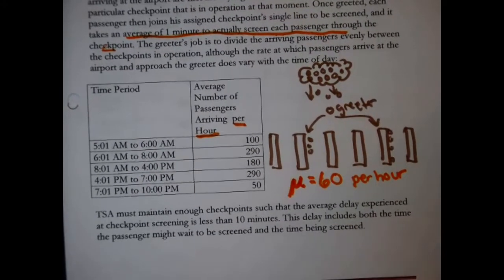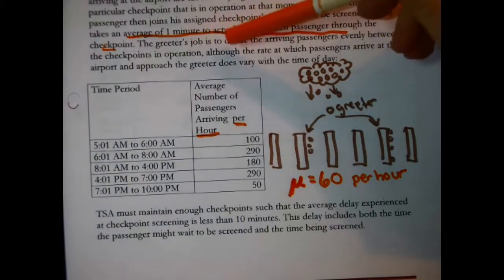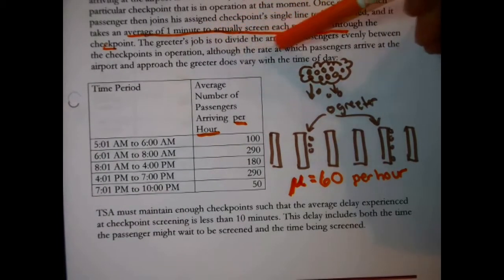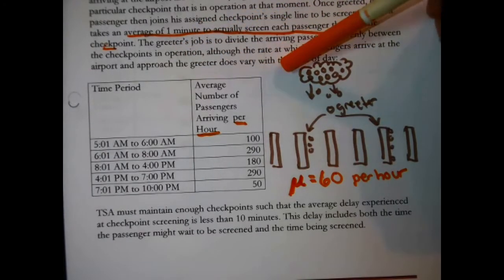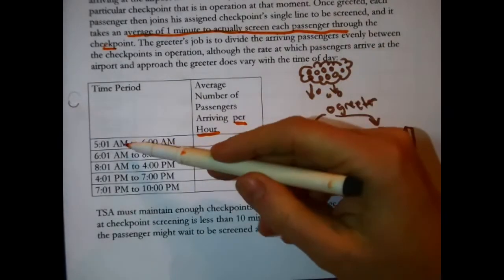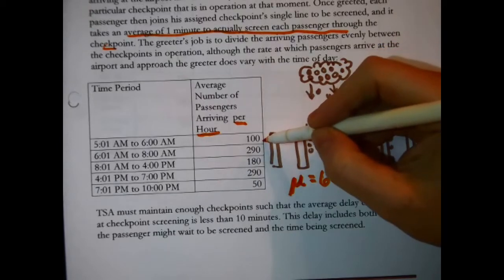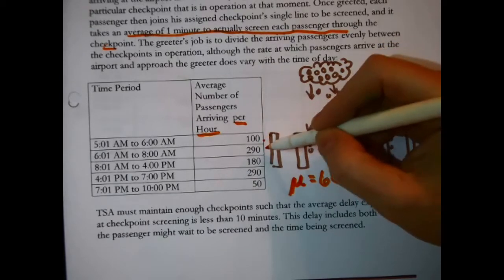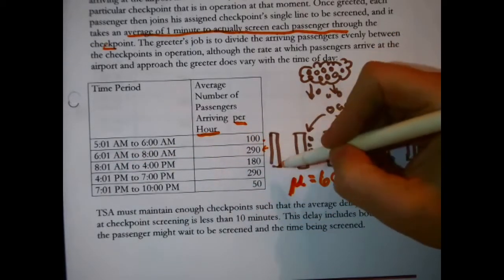The greeter's job is to divide the arriving passengers evenly between the checkpoints in operation, although the rate at which passengers arrive at the airport and approach the greeter varies throughout the time of day. So you can see that here at the beginning of the morning, from essentially 5 a.m. to 6 a.m., people are arriving at the airport at a rate of 100 an hour, and then it picks up. So there's this busy time from 6 to 8 a.m. That must be mostly departing flights, right?